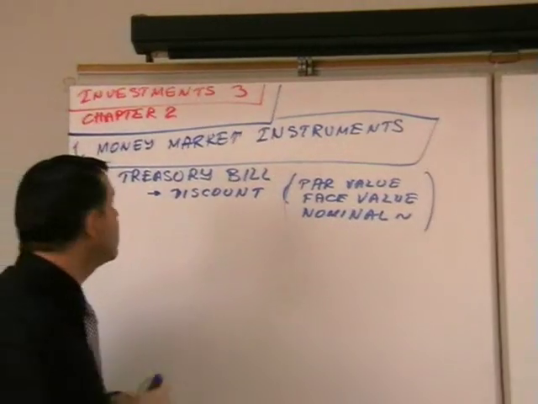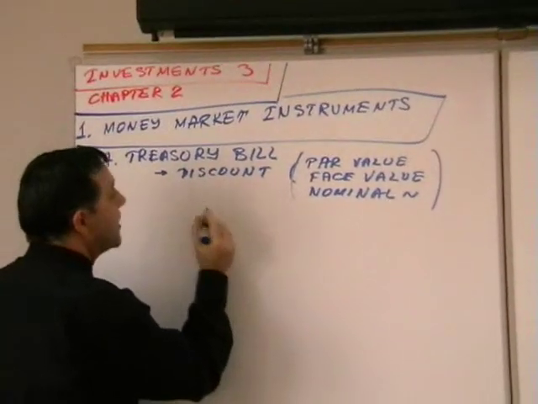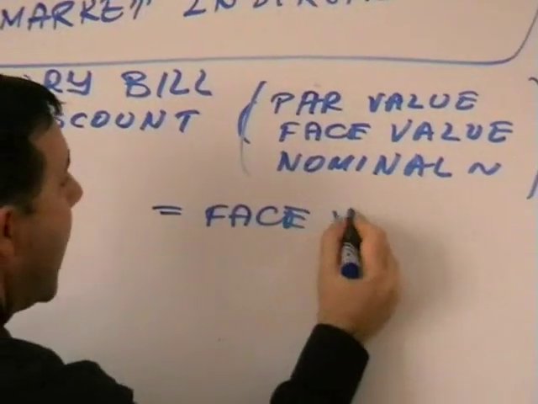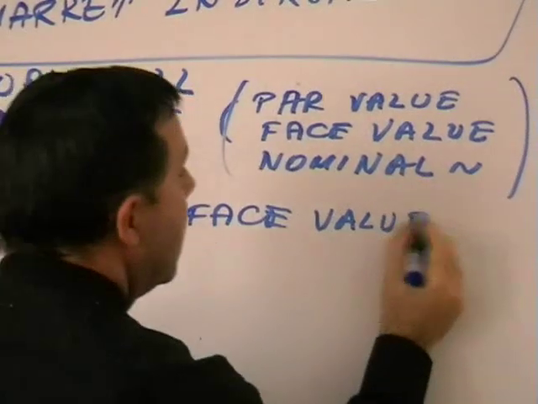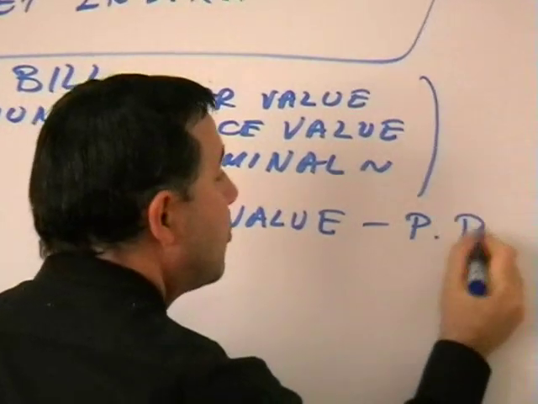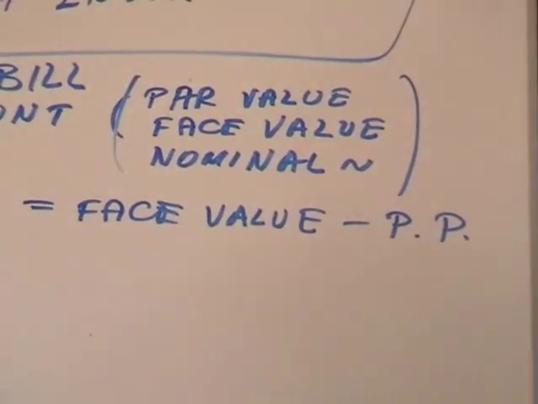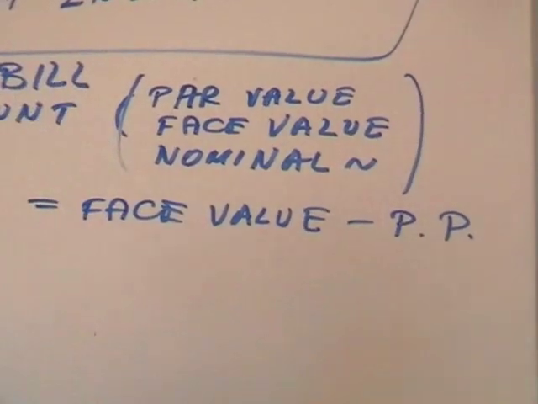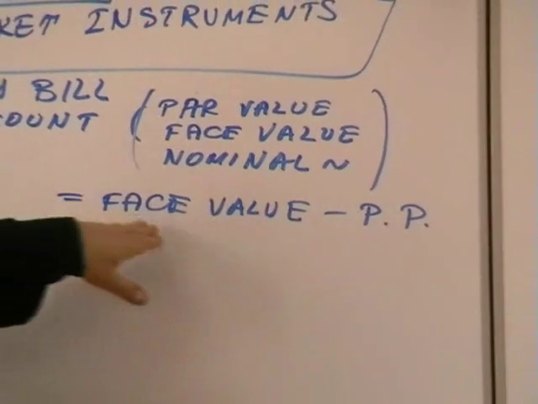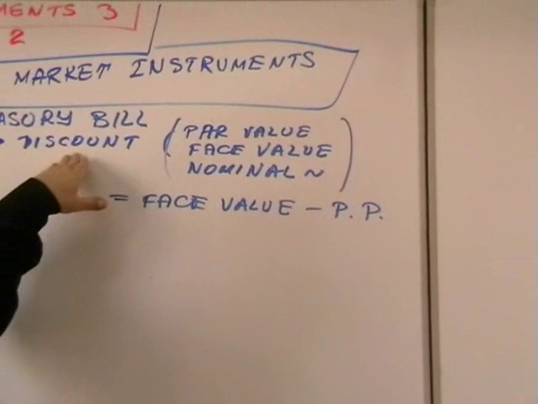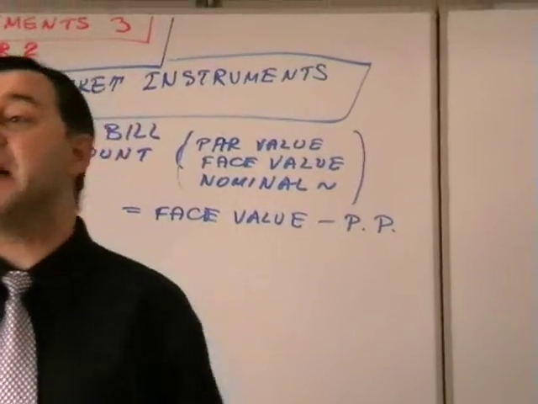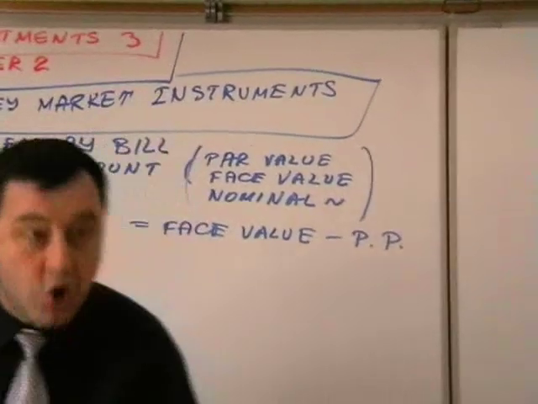So the discount becomes the difference between face value and the purchase price. The purchase price actually is a reduction from the face value, and the reduction we call the discount. The discount itself represents the investor's income, his own income.